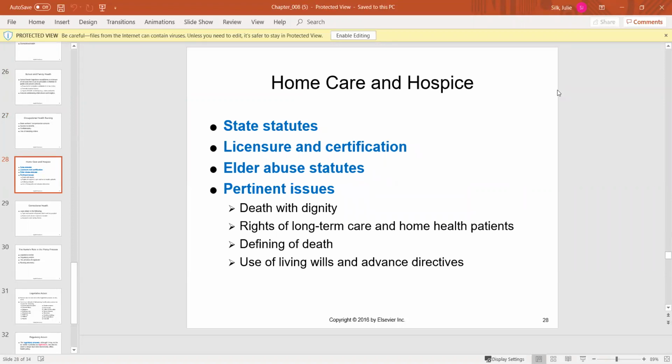And then with home care and hospice, there are state statutes, there are licensure and certification things that you have to have in place. And again, elder abuse statutes that we were just talking about. So again, if you suspect abuse with an elder, you would call Adult Protective Services. And again, we need to stress this with both children and adults. If you suspected abuse, it's not necessarily just physical abuse. It could be other types of abuse too.